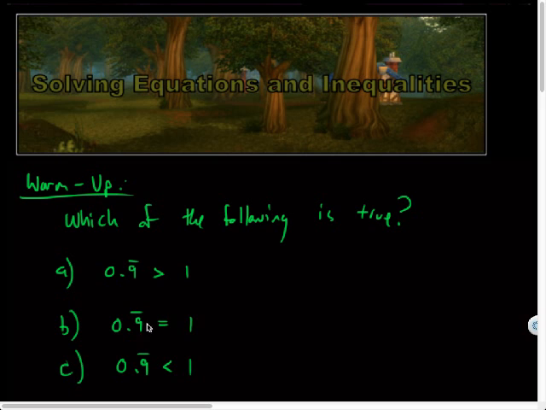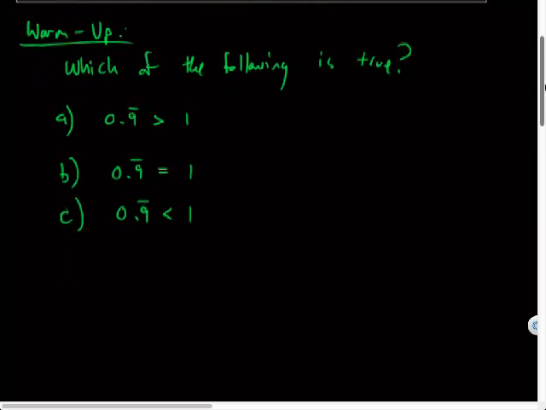Is 0.9 repeating equal to 1? Once again, I'm implying it's not rounded. I'm saying equal. Or is 0.9 repeating less than 1? And pretty much all my students said C here, but let's investigate this a little bit.